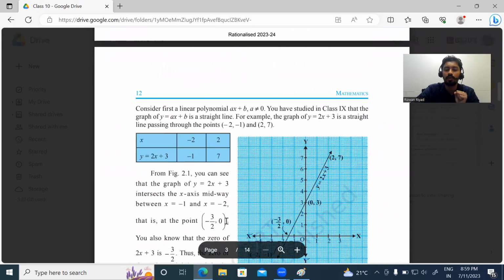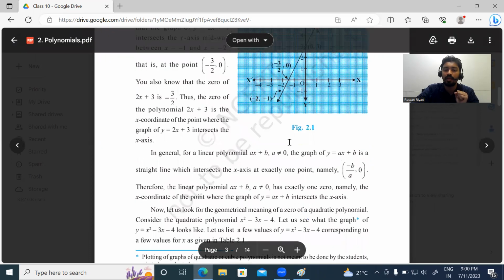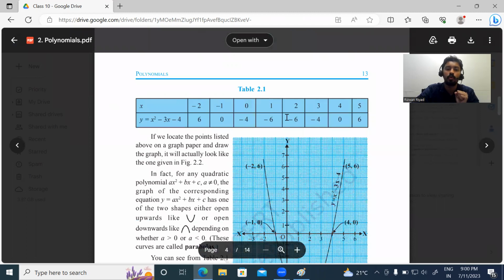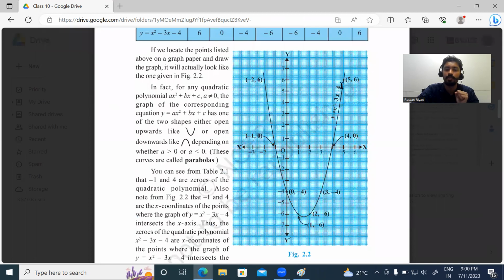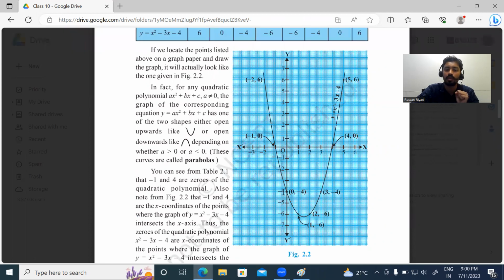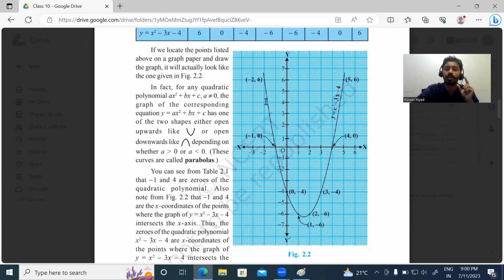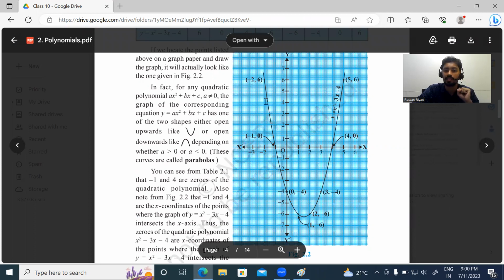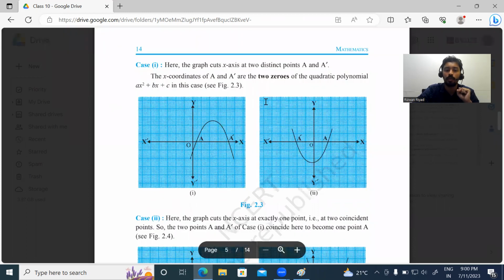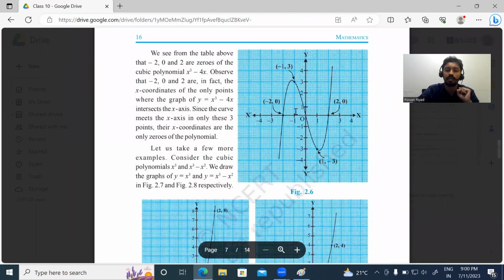For polynomials, we can draw graphs. The graph of a linear polynomial looks like this. It's a straight line. Similarly, you can see the graph of a quadratic polynomial like this. This shape is known as a parabola. It is similar to a capital U in the English alphabet, but not exactly like that. Then you can see the graph of a cubic polynomial. Let me draw the graph of a cubic. Yes, it will look like this.